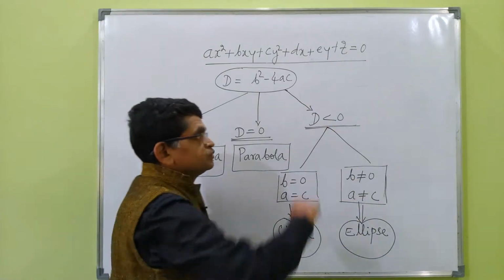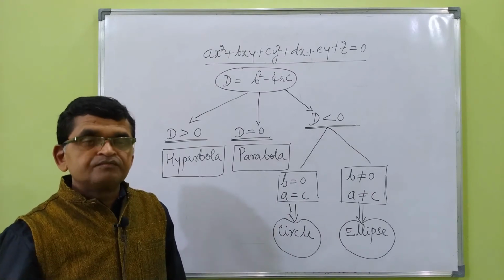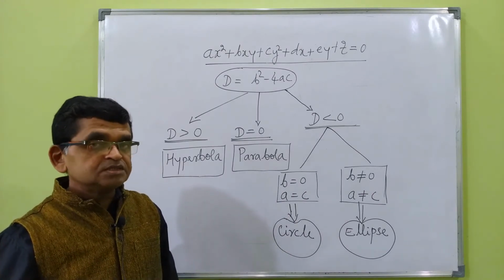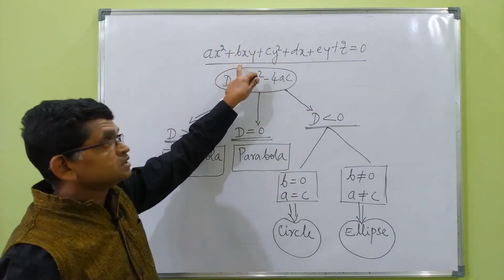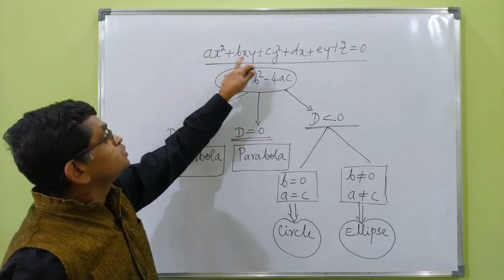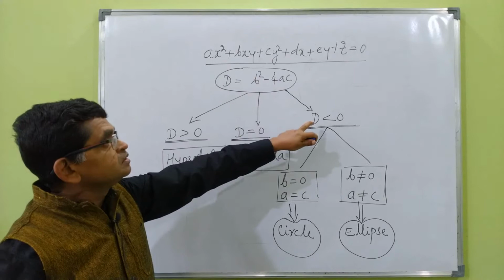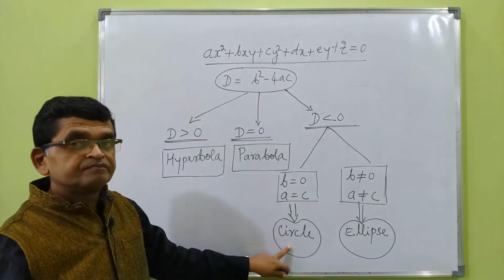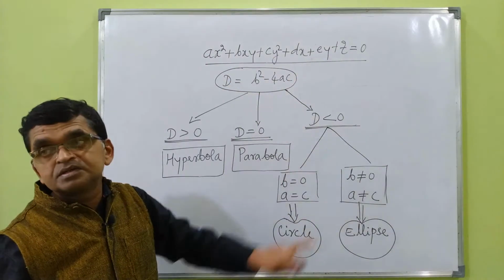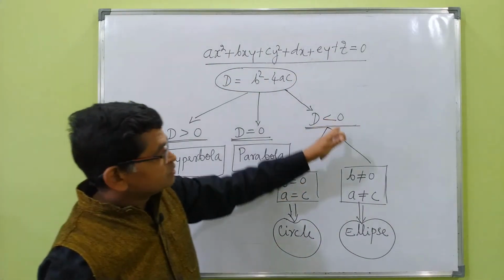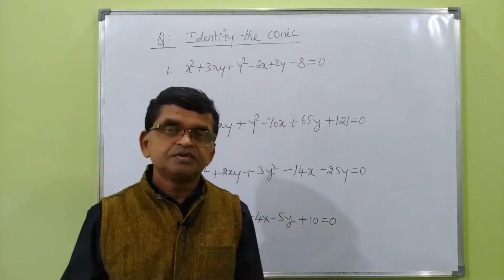If it is negative, then there will be two cases. When the discriminant is negative and a is equal to c and b is equal to 0, the xy term is not there and a and c are the same, then the conic is a circle. If b is not equal to 0 and a and c are not the same, then the given conic will be an ellipse.